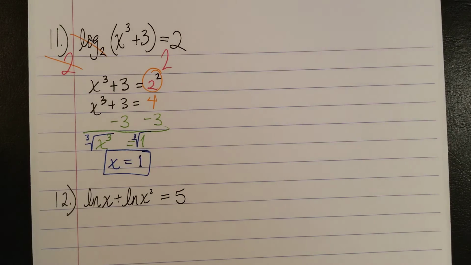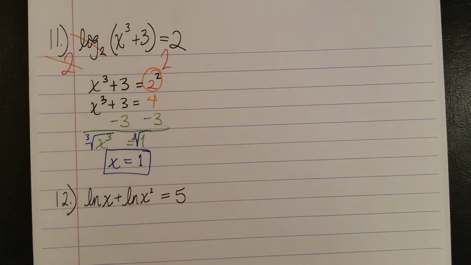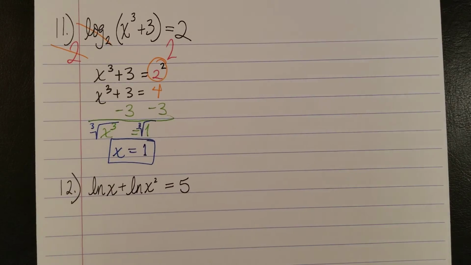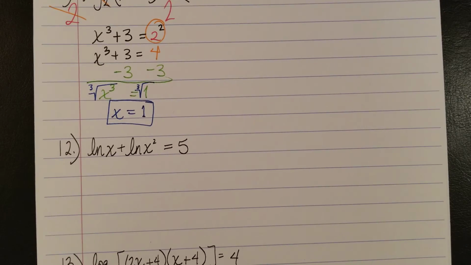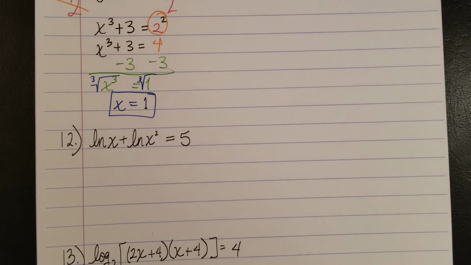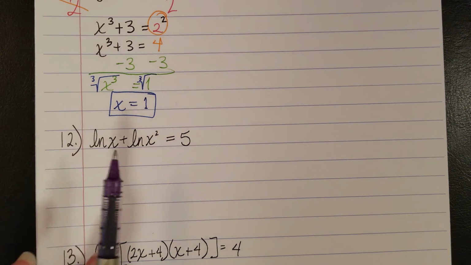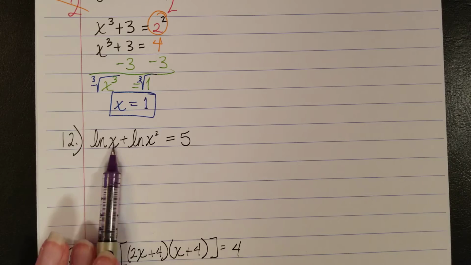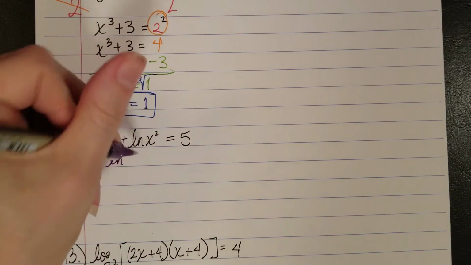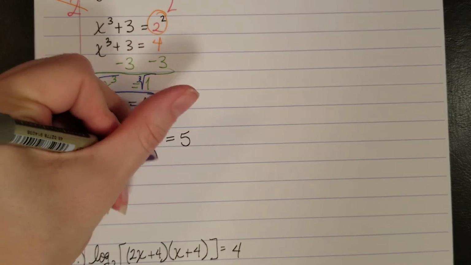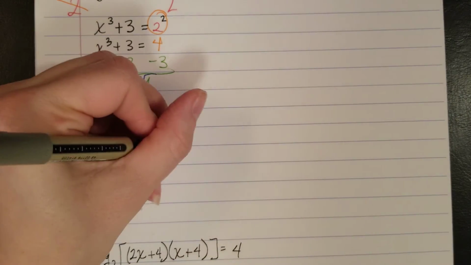All right, number 12, I have ln of x plus ln of x squared equals 5. So the first thing I have to do is combine my logs. Using our properties of logs that we learned in section 4.3, we have to combine those and multiply the x times the x squared. So that would make it ln of x cubed. And I don't need the parentheses, but I just like them.